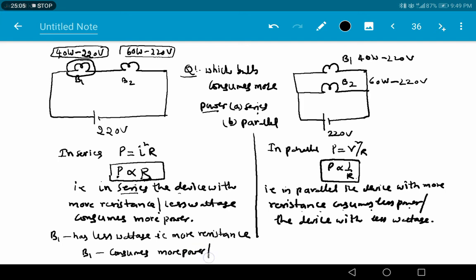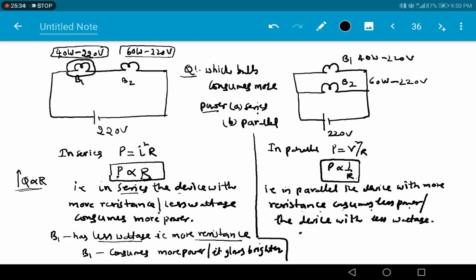If it consumes more power, it glows brighter than B2. It is also important. Why is it brighter? Because it has less wattage. If it has less wattage, resistance is more. If resistance is more, heat developed across it is also more. If heat developed across it is more, then light or brightness will also be more.